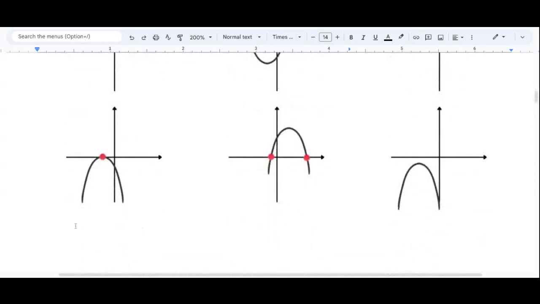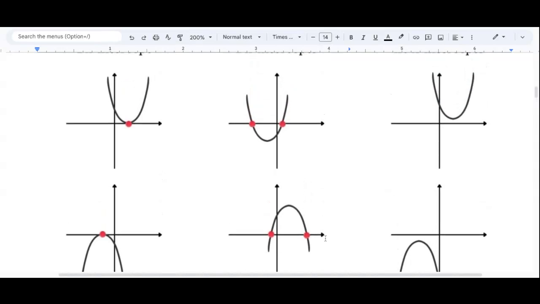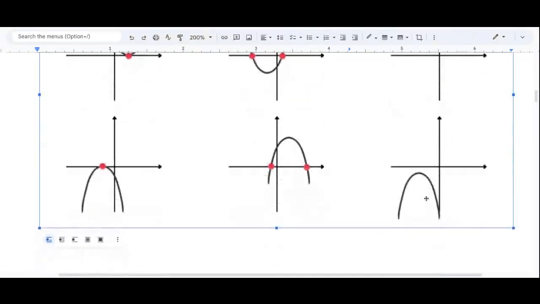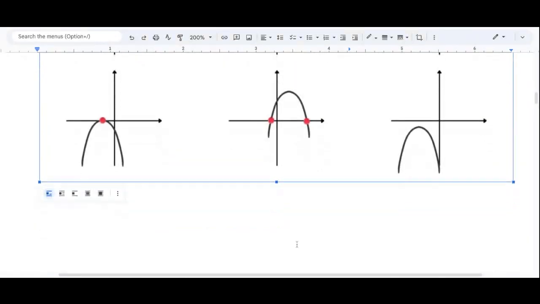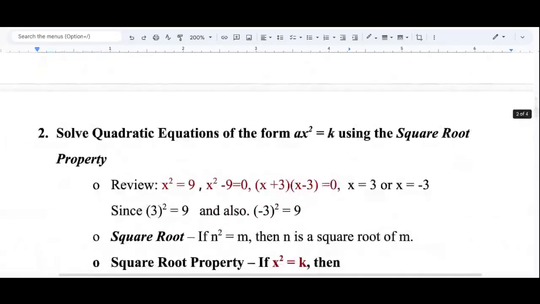For downward, it's the same thing. We could have one root, we could have two roots, two x-intercepts, or no x-intercept. It doesn't intersect with the x-axis. And these two, 3 and 6, have complex roots, right? The discriminant is negative when we apply the quadratic formula.